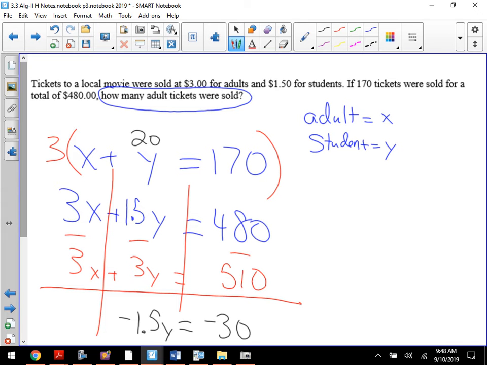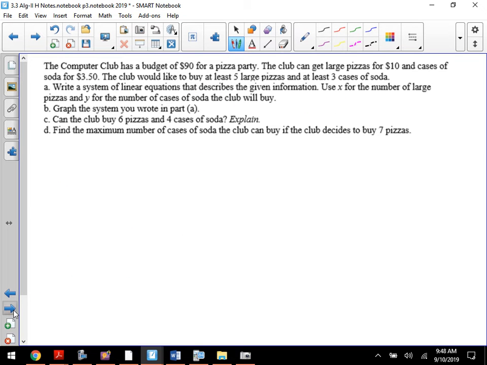And then also it could have asked you how much money did something make? How much money did they make off of students? How much money was brought in by adults? See, you can interpret every little piece of that just ever so slightly. Okay? Not bad, was it? Okay. Read the next one. And I got that 150 because I just substituted back in the 20.